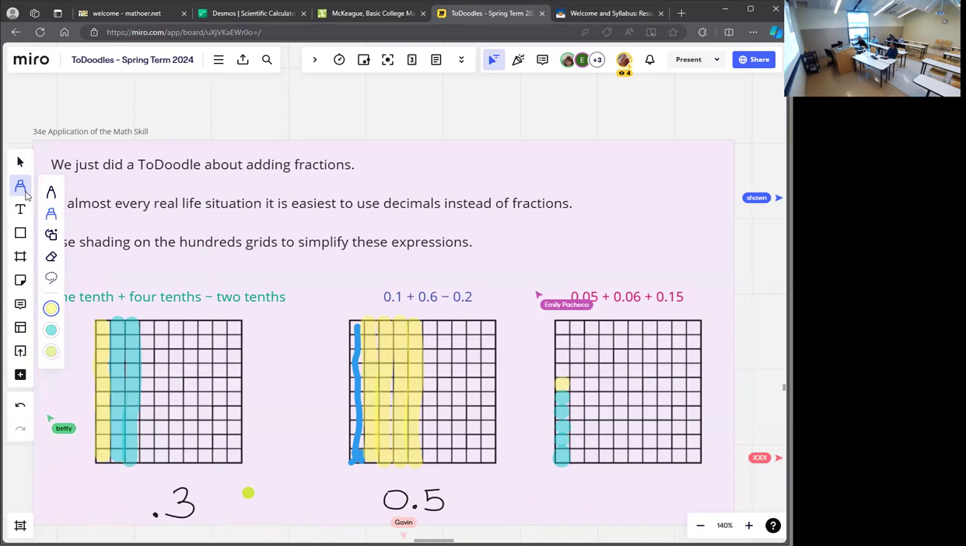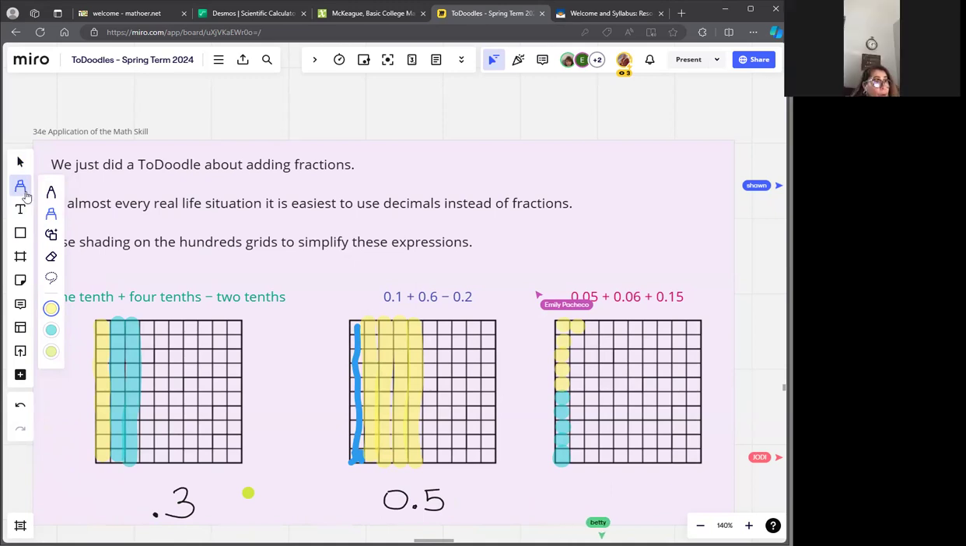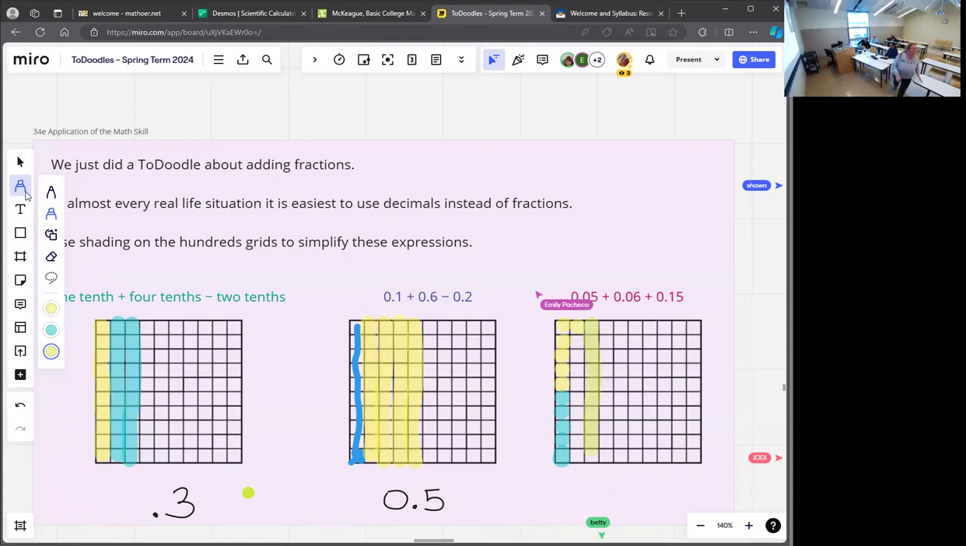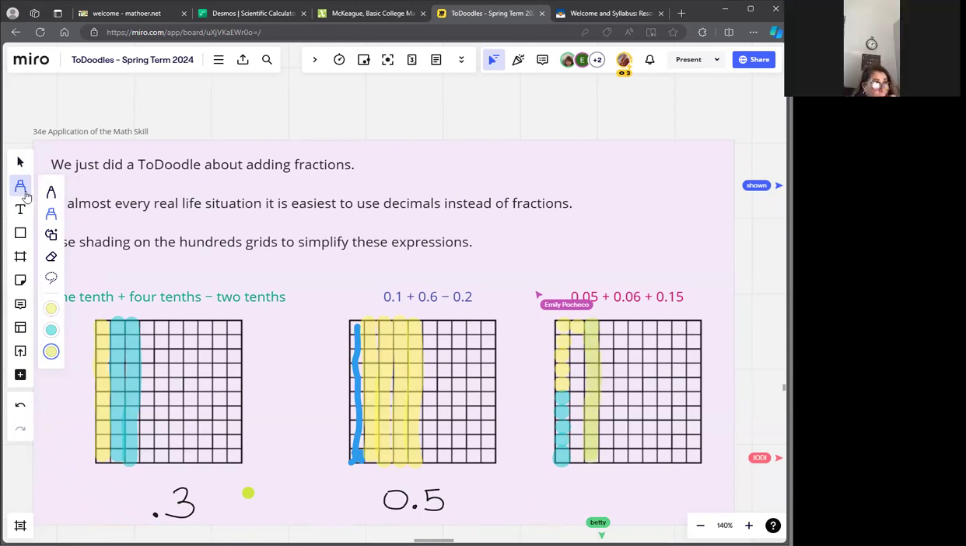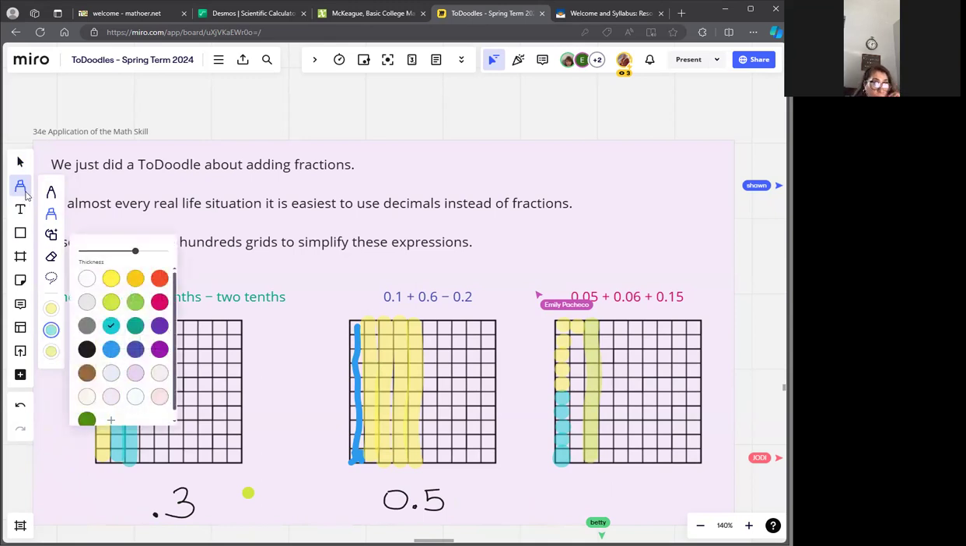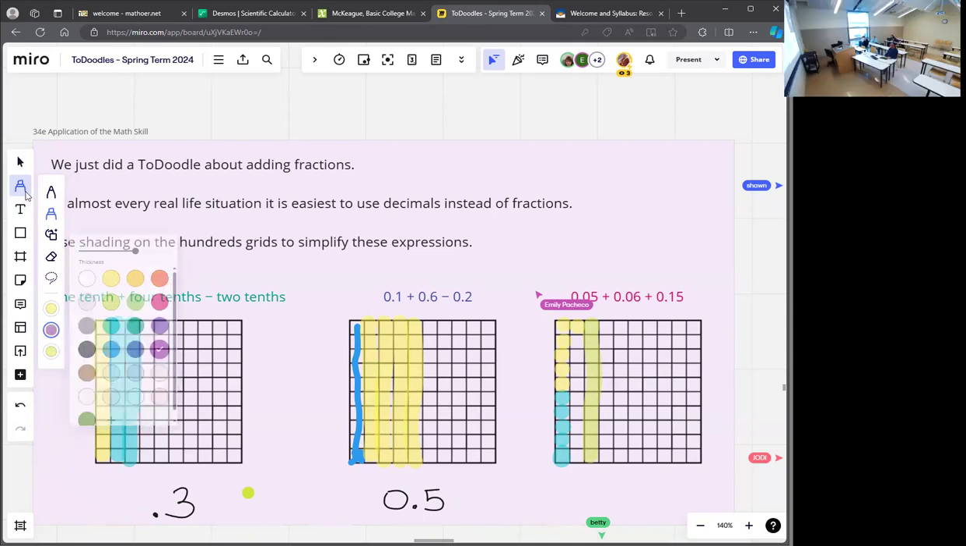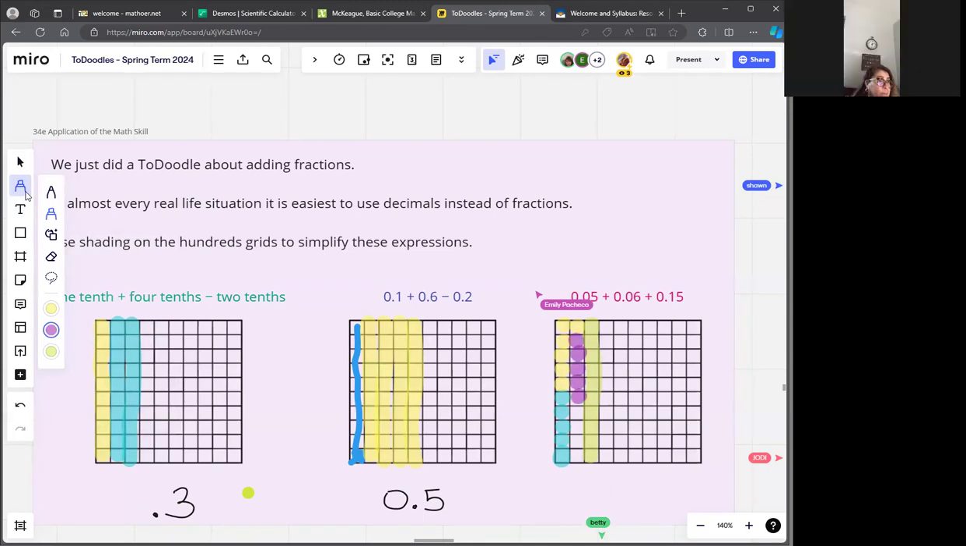Shade 6 more. 1, 2, 3, 4, 5, 6. And now we have 0.15. Somebody tell me how to shade 0.15. One whole line, plus 5. Okay, that's the 0.1, plus 5 single squares. 1, 2, 3, 4, 5. Everyone okay with that? Yes.